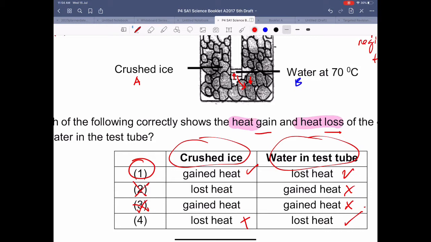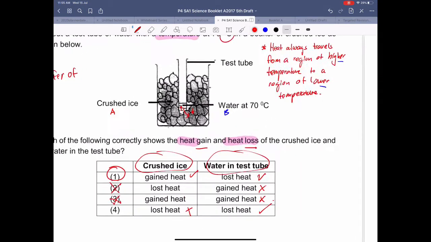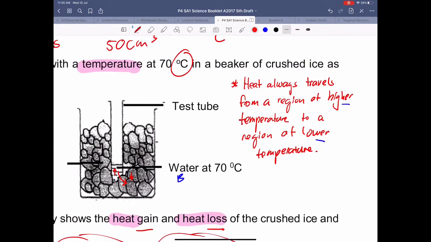Yes, Ethan? No, the Coke will not freeze because I said 3 degrees. The freezing point of water is at 0 degrees. Yes, Sam? I still copy the heat always travel. Okay, done.